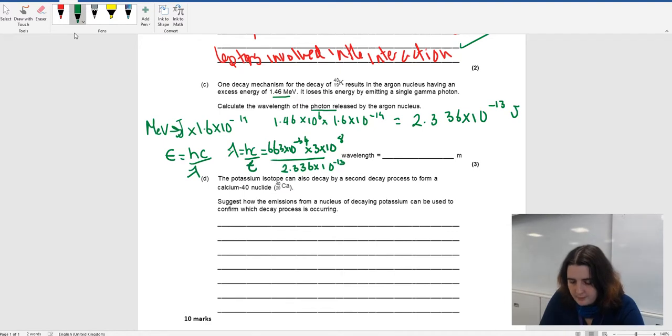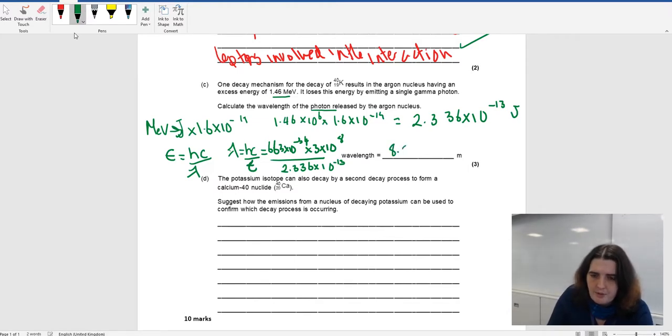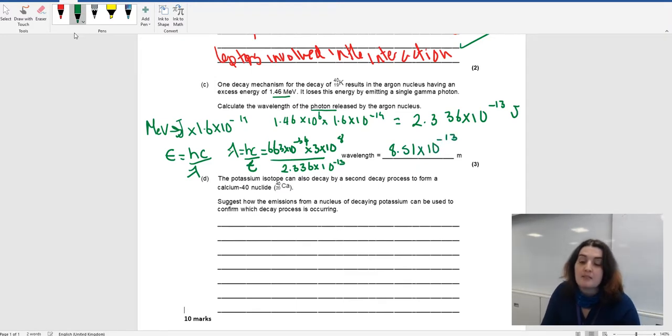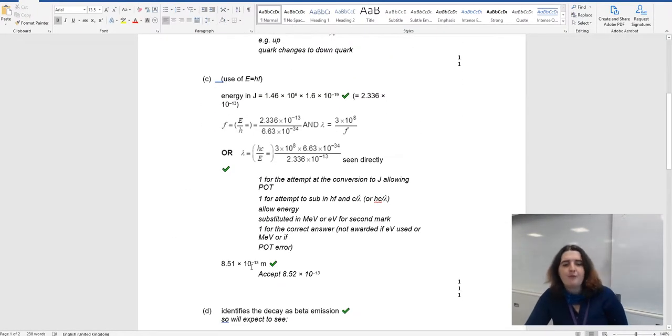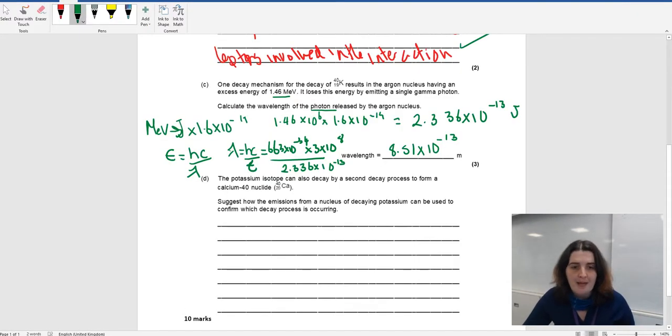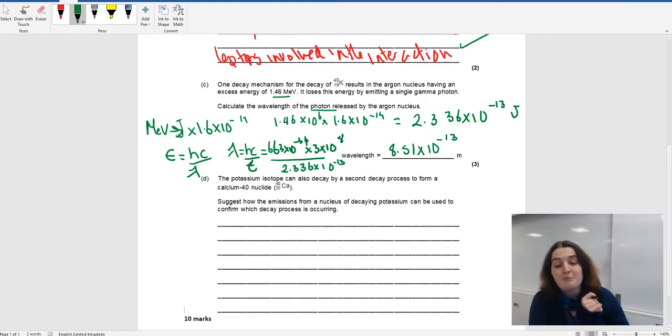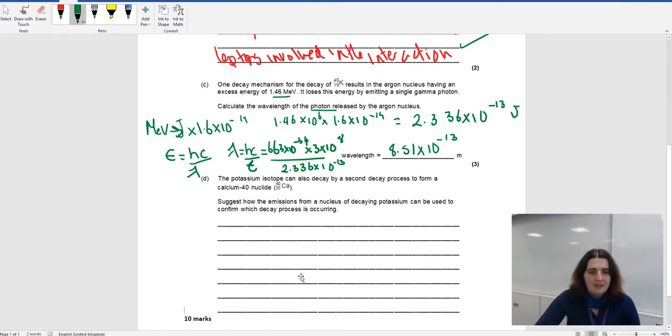So I've got 6.63 times 10 to the minus 34 times 3 times 10 to the 8 divided by that answer, and I get a wavelength of 8.51 times 10 to the minus 13 meters, which is about right. That is about a gamma wave there. I'm going to just check the answers here. Here we go, 8.51 times 10 to the minus 13. So I got hints from that. Calculate means using an equation, and photon implies I'm using the energy of the photon formula.